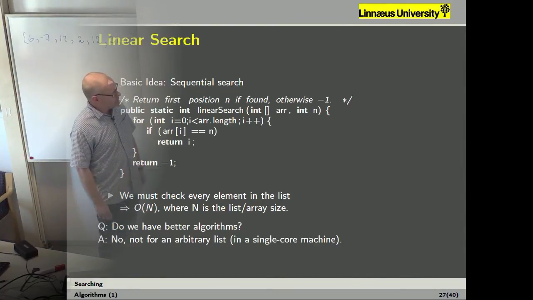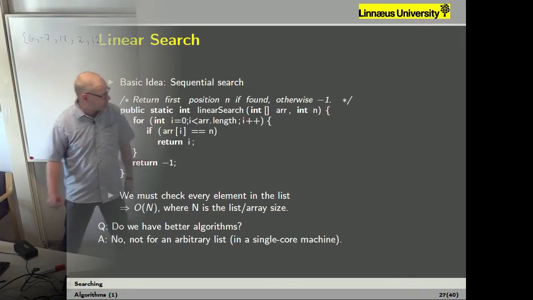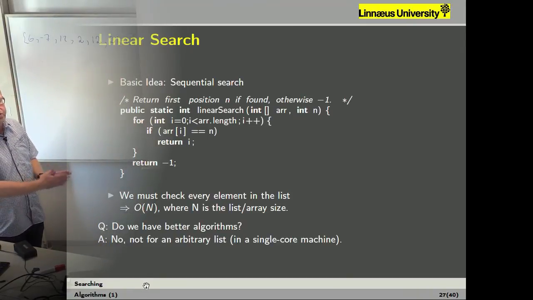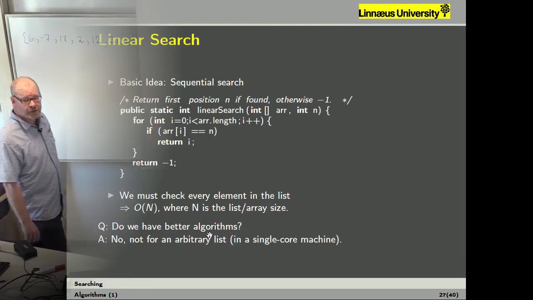We must check every element. In the worst case, we don't find the element, and we must check every element in the list. That means this one is O(n). It's proportional to the size of the list. Do we have better algorithms? No, there is actually no better algorithms.